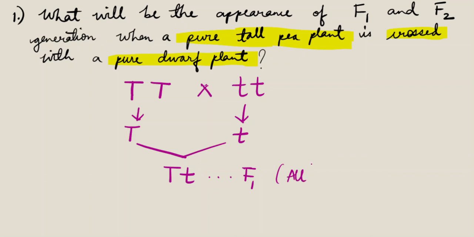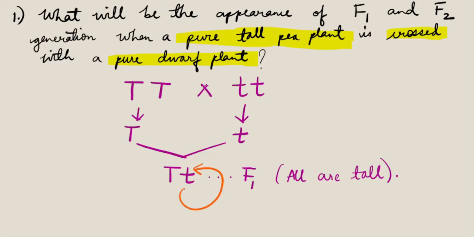So you will write all are tall. All plants are tall. You can mention plants also if you want. I don't want to write much, so I'm just writing this much. This is F1 generation. Now for F2 generation, if we want to know the possibilities of F2 generation, then we will do selfing. Selfing means self-pollination. I will continue on the next page.